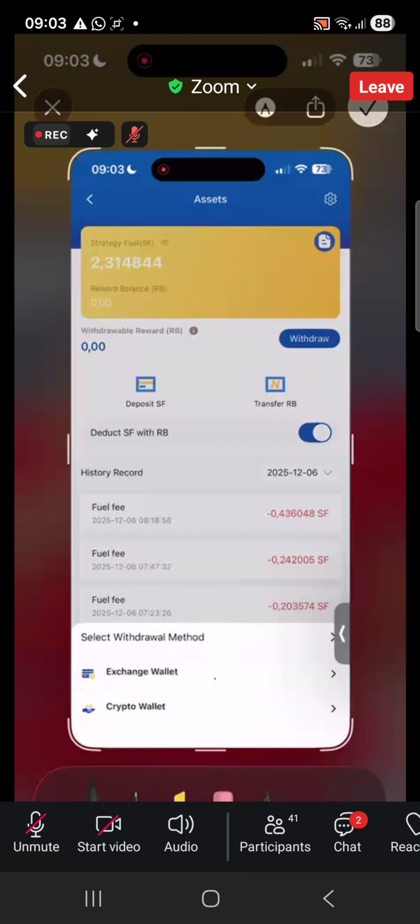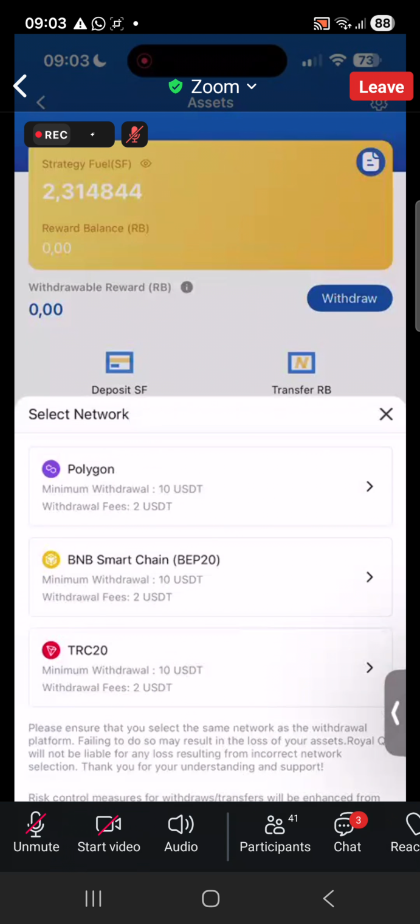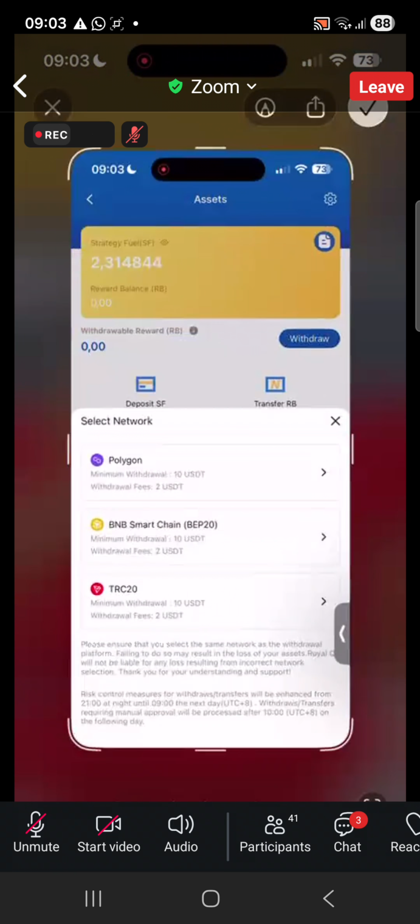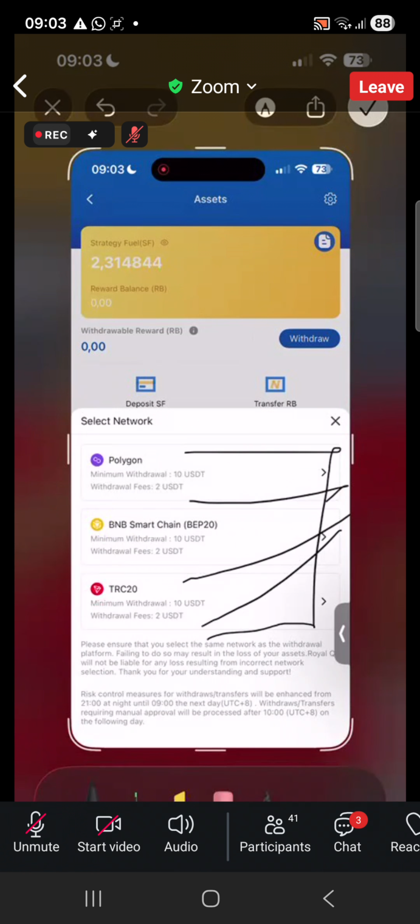So are you withdrawing through exchange wallet or crypto wallet? Whichever way you want to withdraw. I usually use the crypto wallet. So I tap on crypto wallet. Which network do you want to use? That one you can't ask your upline. Some people, every question they have to go and ask upline. How will your upline know the exchange you are using if that exchange is having Polygon network or BNB or TRC20? So this one you have to ask yourself.